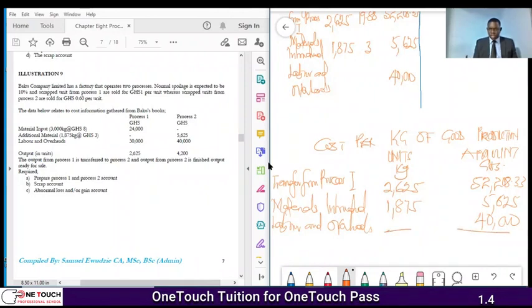So the total input into the process is 2,625 plus 1,875, that gives us 4,500. So 52,208.33 plus 5,625 plus 40,000 gives us 97,833.33. Good.